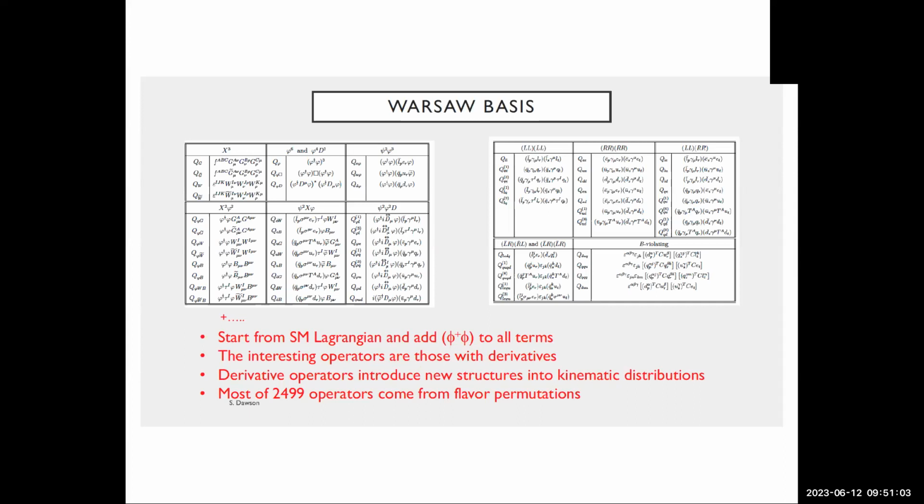So let's see, what other kinds do we have? We've got operators with derivatives here. We have dipole top operators. These twiddles are CP violating. We have 4 fermion interactions. So there are a lot of possibilities here. But as I said, the interesting ones are the ones with derivatives, because these are the ones that are going to change the kinematic structures.